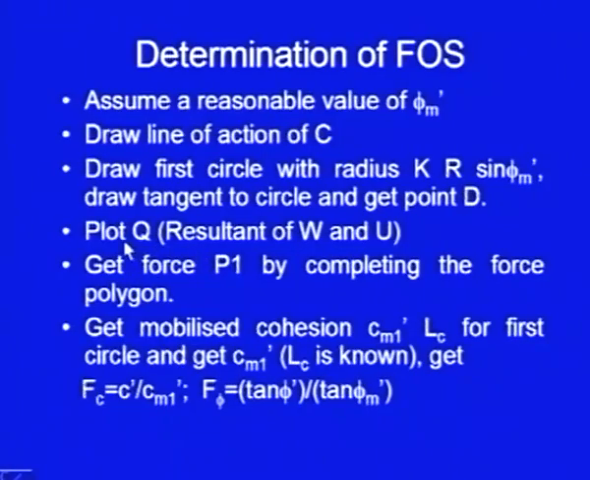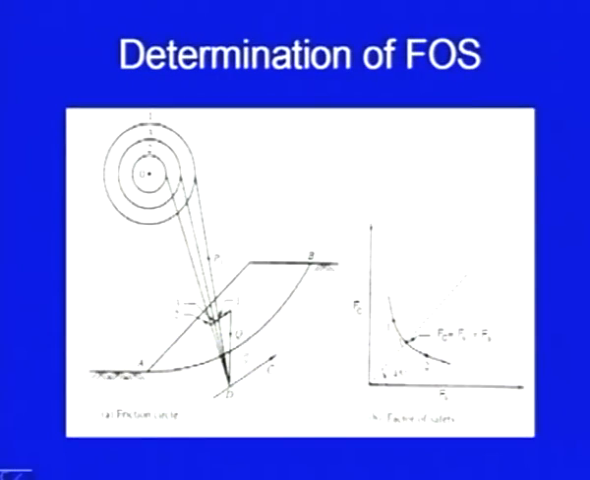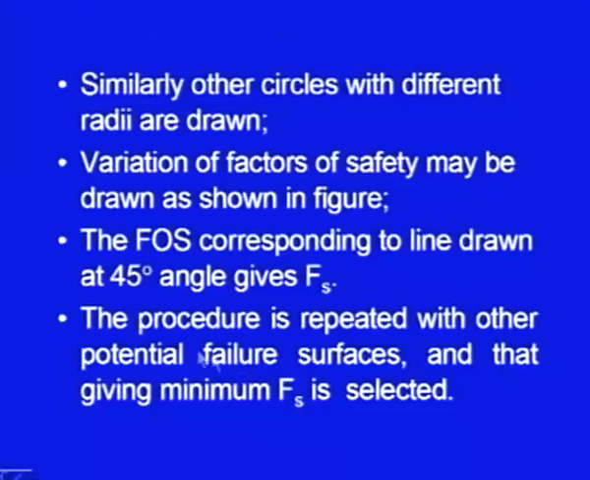Now, plot Q, the resultant of W and U. So, here now plot the force Q which we have already calculated. Then complete this polygon, draw a line parallel to C. So, this force polygon gives you the force P and the force C, and you can find out C and P using this force polygon.